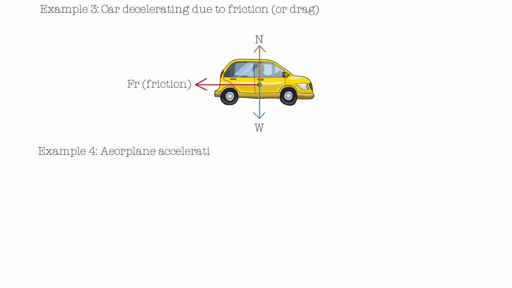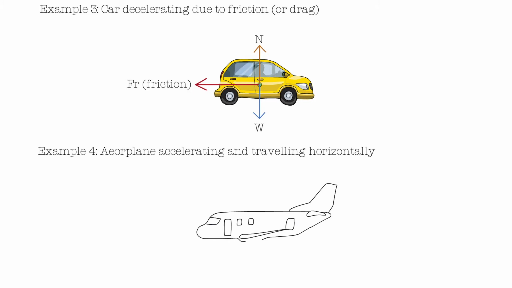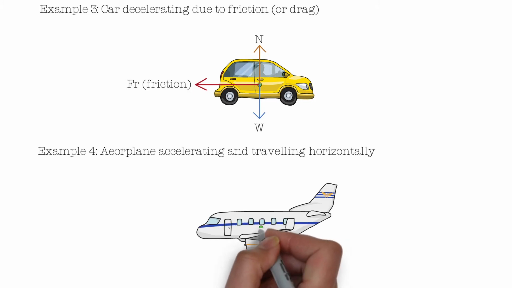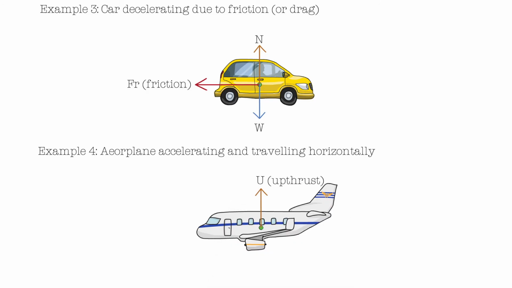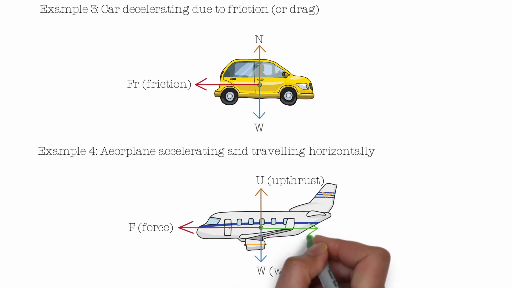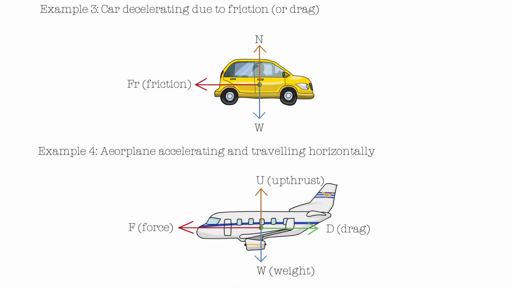In this example, we have an aeroplane accelerating and traveling horizontally. Considering the vertical forces, we can begin by labeling the upthrust force U. We then have the weight acting downwards. Now consider the horizontal forces. Since the aeroplane is accelerating, there is a driving force exerted by the engine labeled F. We also have the drag caused by the air that the aeroplane is traveling through.